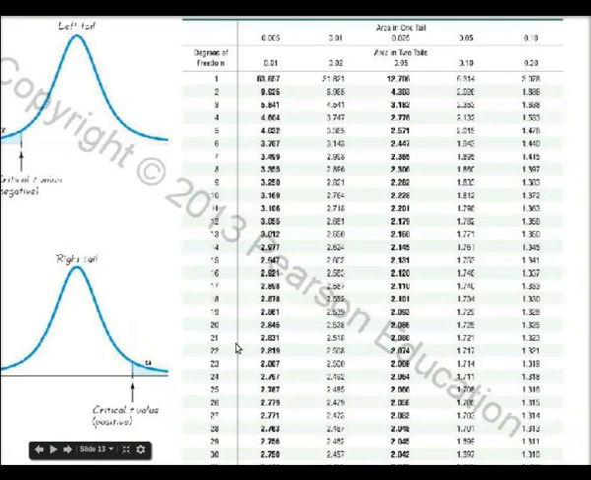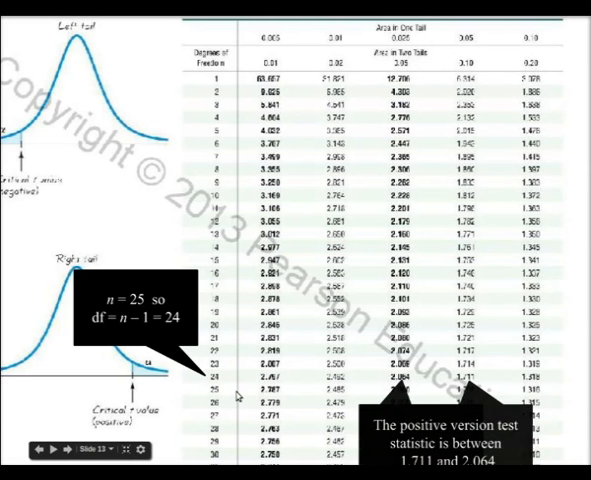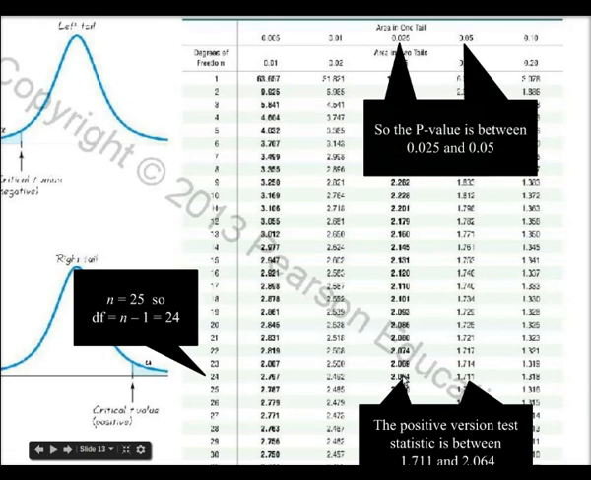So we had a sample size of 25, which means I'm going to be in the row of 24 degrees of freedom, and I want to know where my test statistic would fall. Since the positive version is somewhere between 1.71 and 2.06 in this row, I can say that the p-value is somewhere between 0.025 and 0.05. And notice I'm looking in the area in one tail because this is a left tail test, not a two tail test. So my p-value is somewhere between 0.025 and 0.05.